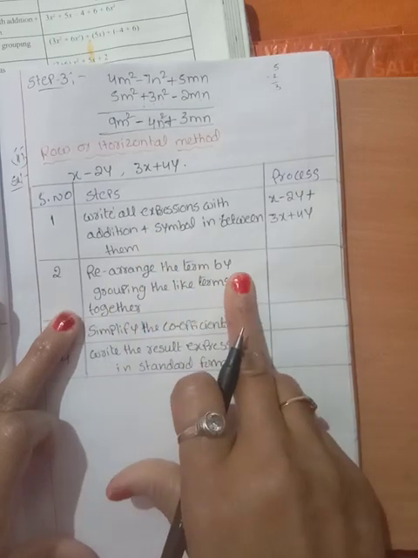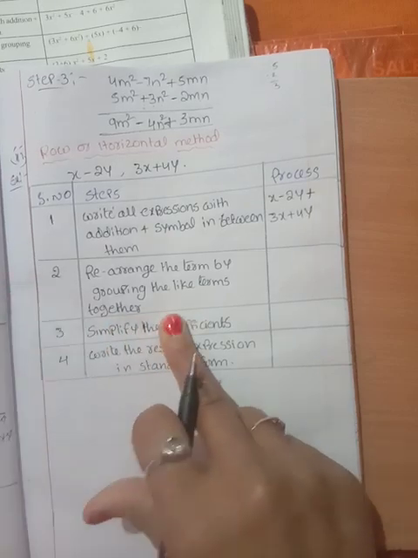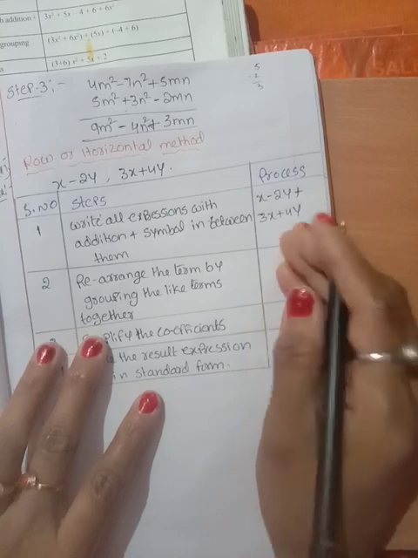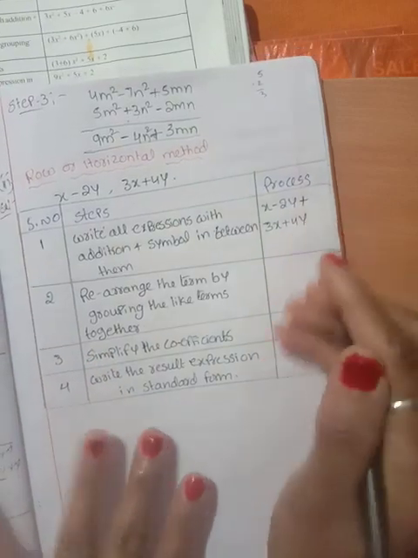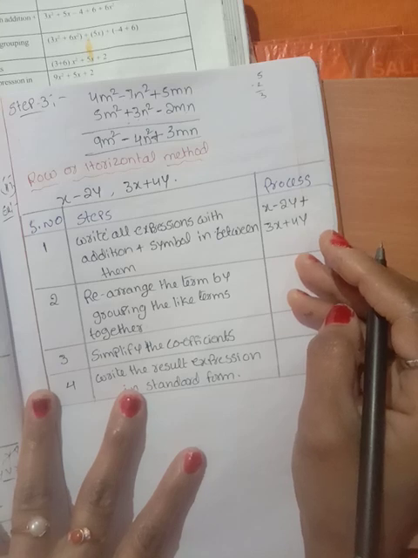Rearranging the terms by grouping the like terms together. Okay, rearranging the terms. What are like terms? The x terms go in one bracket and the others separately. For example, x square is also there.